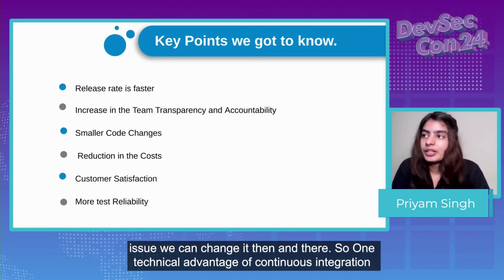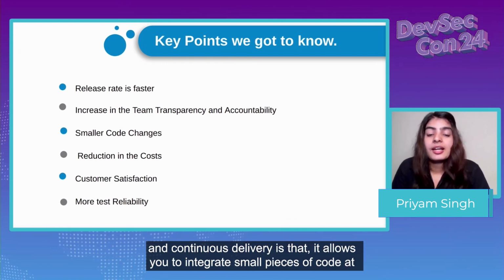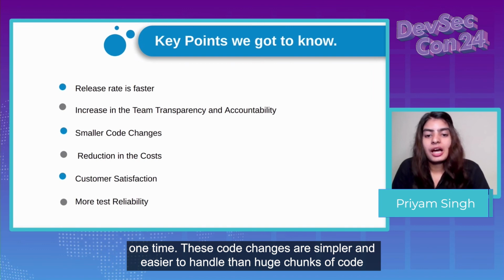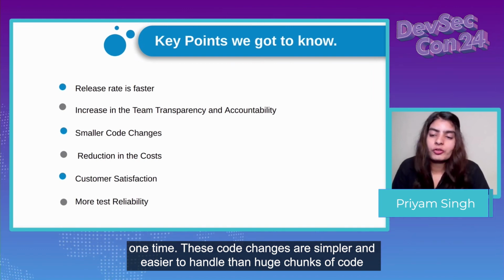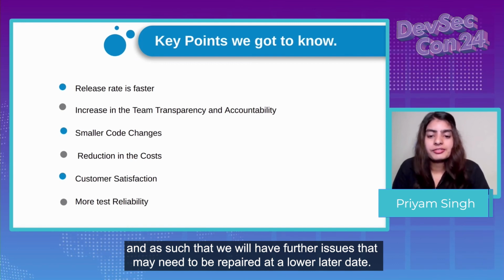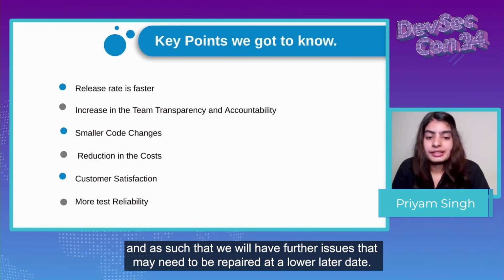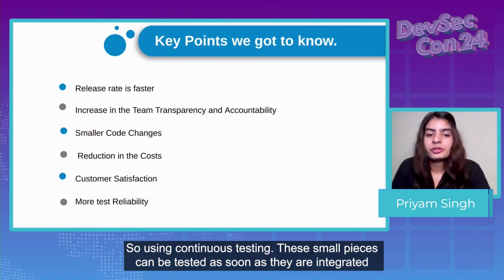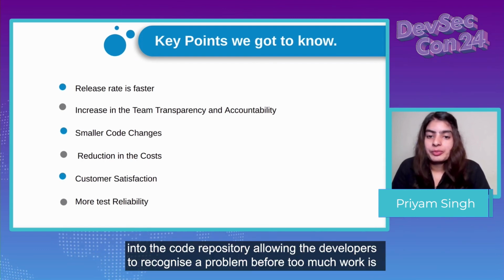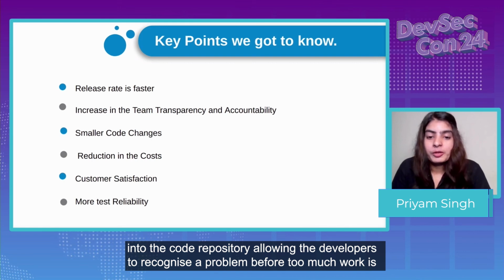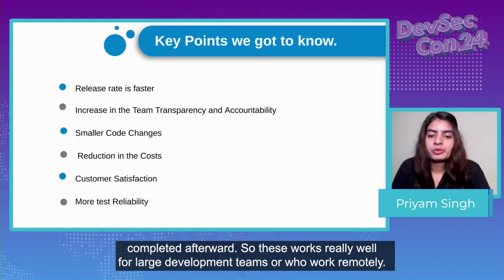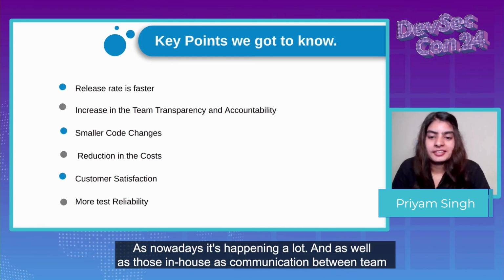One technical advantage of continuous integration and continuous delivery is that it allows you to integrate small pieces of code at one time. These code changes are simpler and easier to handle than huge chunks of code, so we will have fewer issues that need to be repaired at a later date. Using continuous testing, these small pieces can be tested as soon as they are integrated into the code repository, allowing developers to recognize a problem before too much work is completed afterward. This works really well for large development teams who work remotely, as is happening a lot nowadays, as well as those in-house, as communication between team members can be challenging.